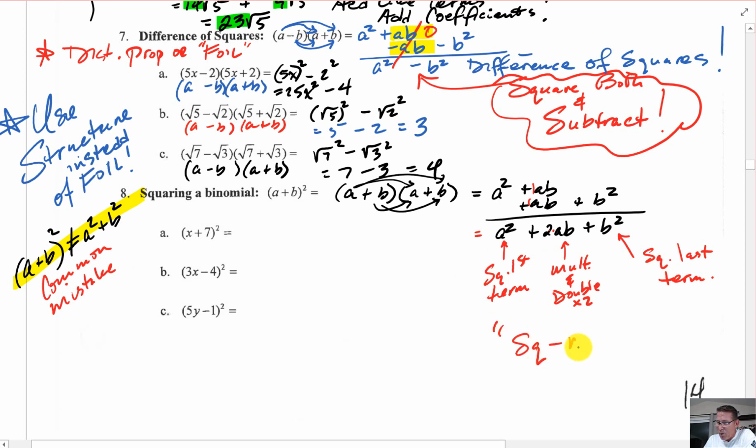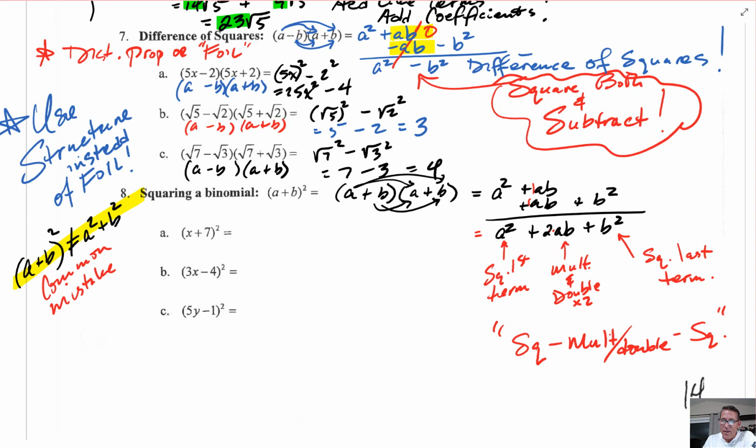Square, multiply, double, square. Now, you got to be careful here because I'm abbreviating. And these are not minus signs, they're hyphens. Okay, so it's just a square, multiply, double, square routine in your head.